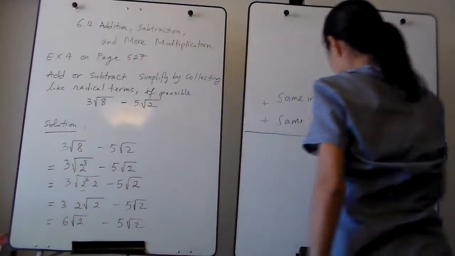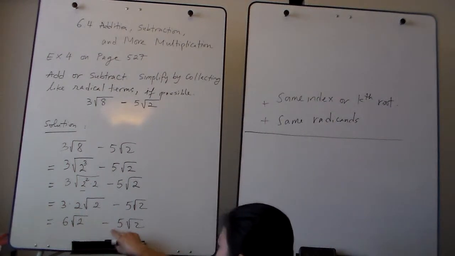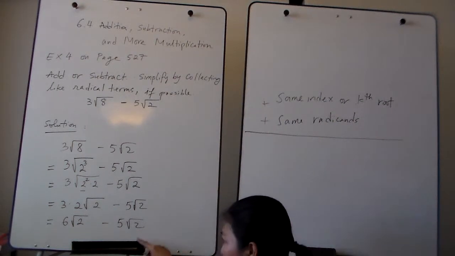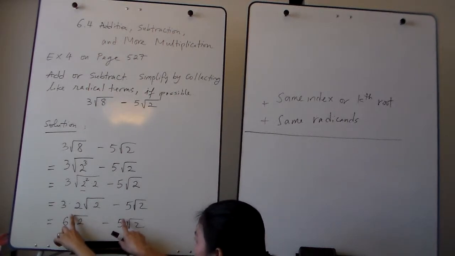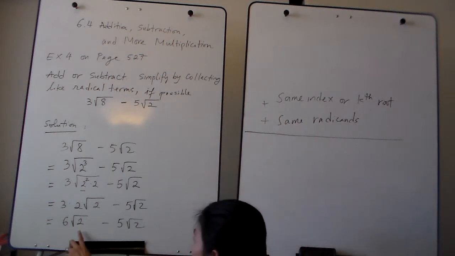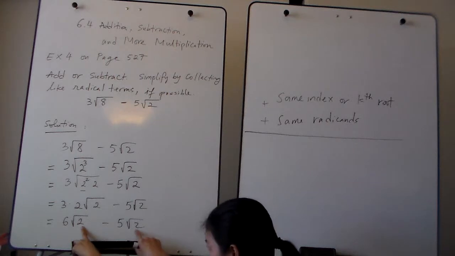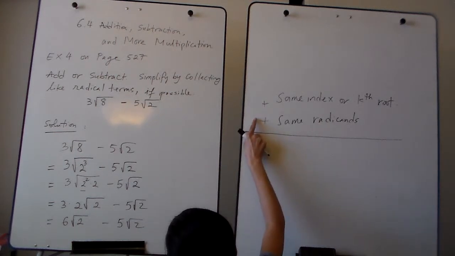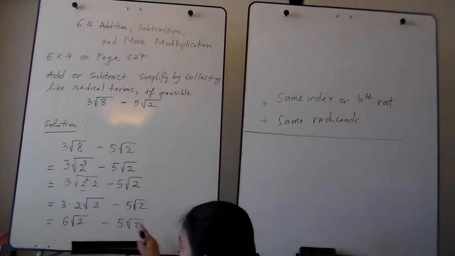Notice that now we have 6 square root of 2 minus 5 square root of 2. So these two radicals have the same k root, right? K equal 2. So it satisfies the first condition. And not only that, the radicand of this term is 2. The radicand of this term is 2. Satisfy this condition. That means you can combine the two radical terms.